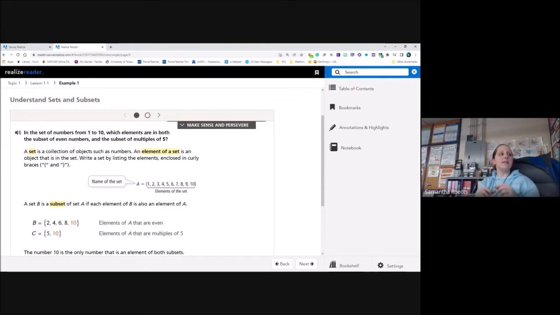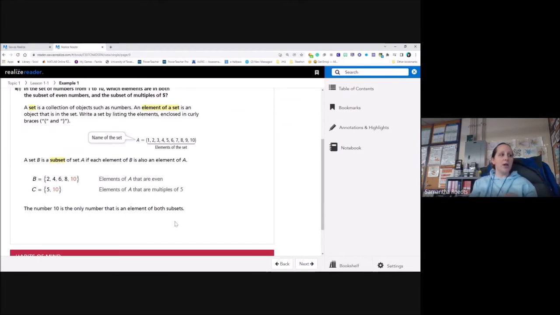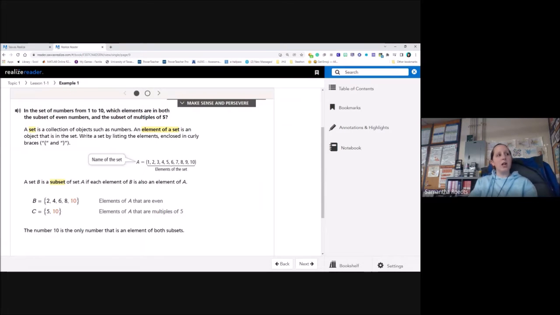Okay. The second subset that we wanted was multiples of 5. So multiples of 5 would be 5, then 10. Okay. So we're going to say that that's subset C. You can choose any letter that you want for the sets unless they specifically tell you otherwise, but they're all denoted by capital letters. So the number 10 is the only number that is an element of both subsets. That's what they actually originally asked me for. So which elements are in both the subset of even numbers and the subset of multiples of 5? So we had to create those subsets, and then we had to find what was in common.